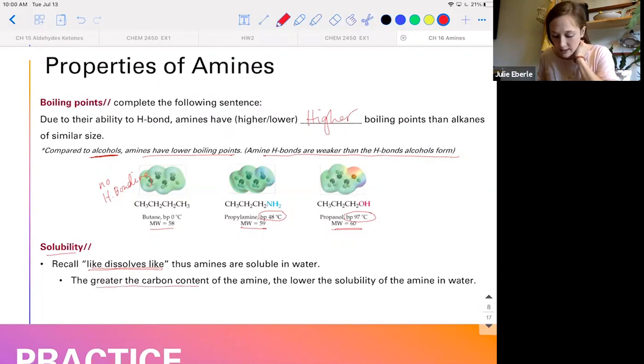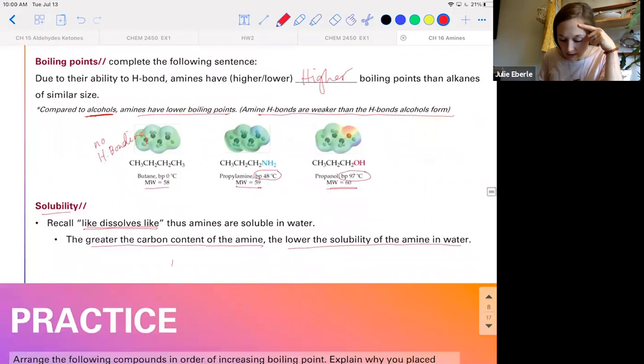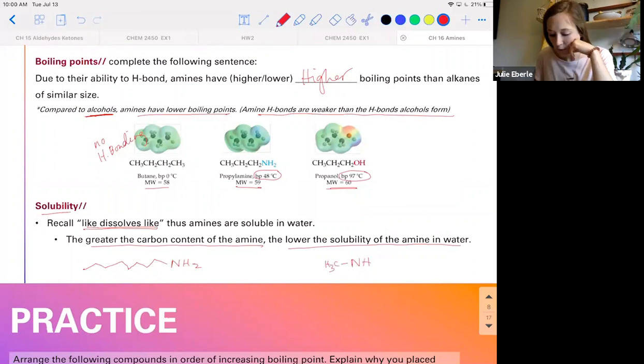The greater the carbon content of the amine, the lower the solubility of the amine in water. So if you have an amine that looks like this, NH2, with a long hydrocarbon chain, like 6, 7, 8 carbons, this one is not going to be as soluble in water, or it may not be soluble at all, compared to an amine that looks like this, with just 1 carbon, or 2 carbons, or 3 carbons. That makes sense? This would be water soluble. You could look at the nitrogen to carbon ratio if that helps you, just like we looked at the oxygen to carbon ratio for alcohols.